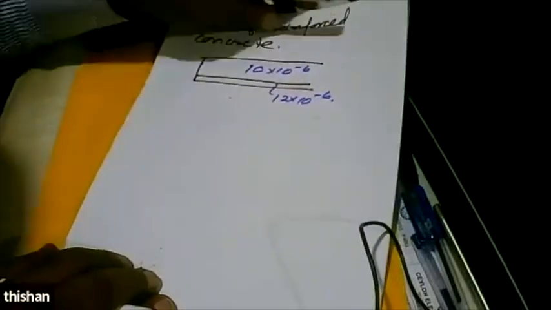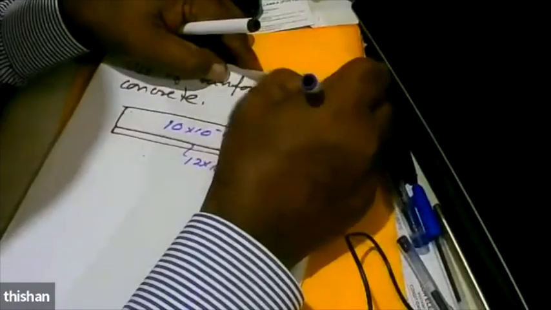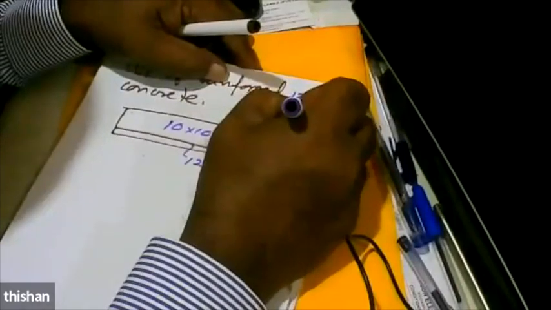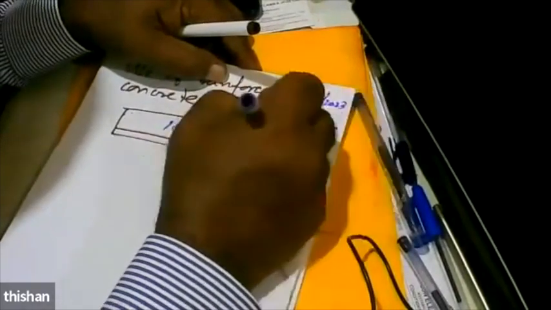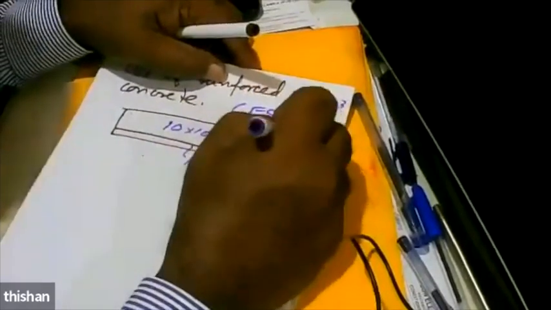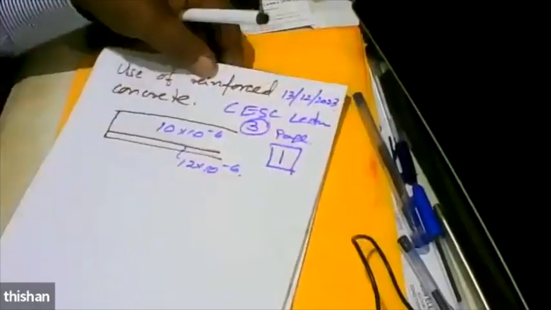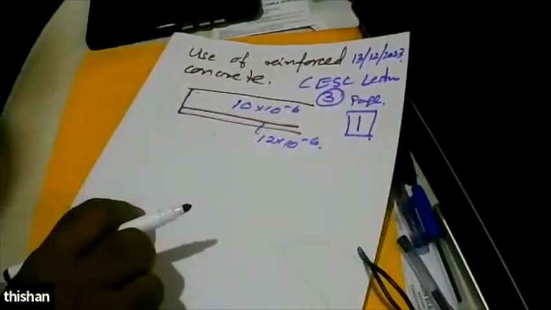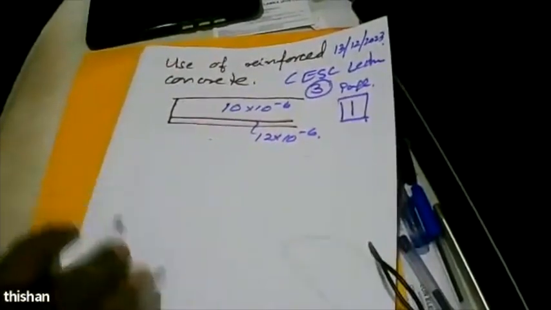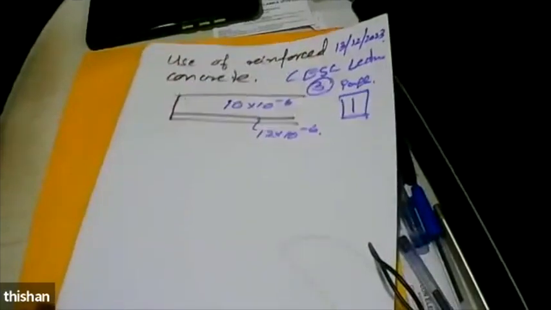Then, so today is 13th, 2023, Civil Engineering Sectional Committee Lecture 3. Page 1. So that's the first thing you have to keep in mind. They are having a similar coefficient of thermal expansion. Because of that reason, we can use concrete and reinforcement together.